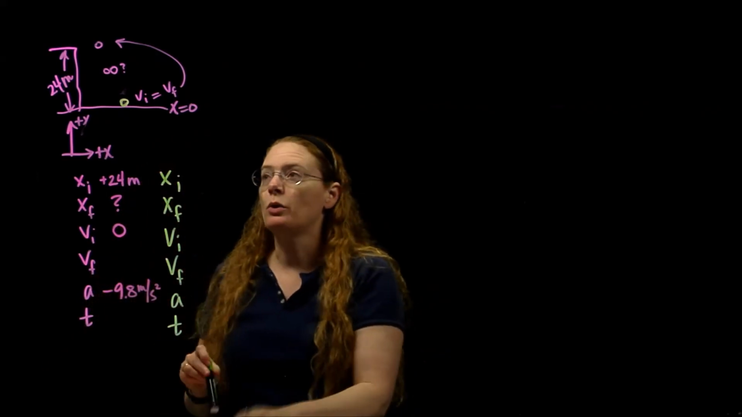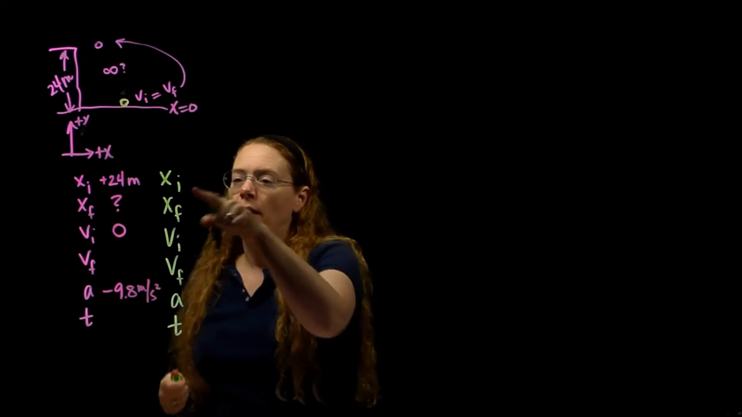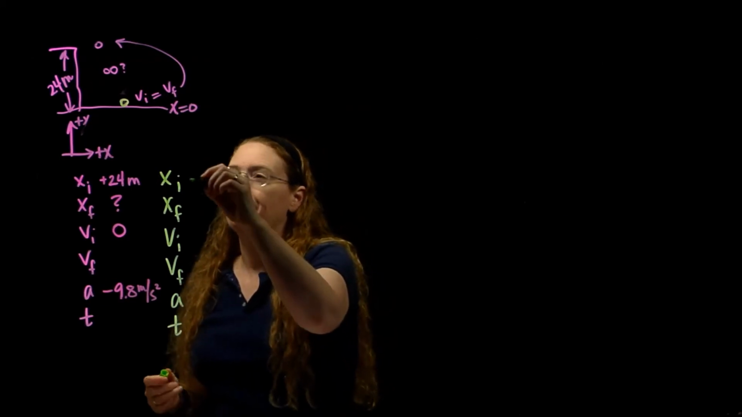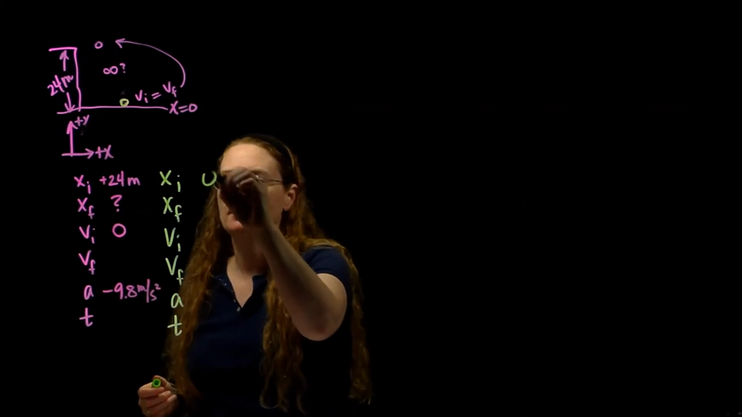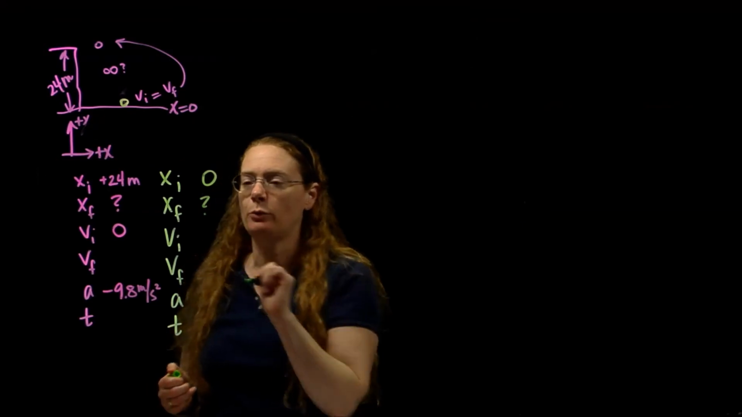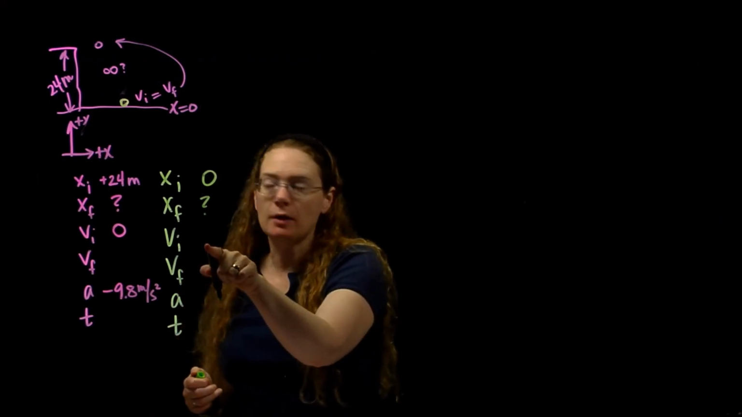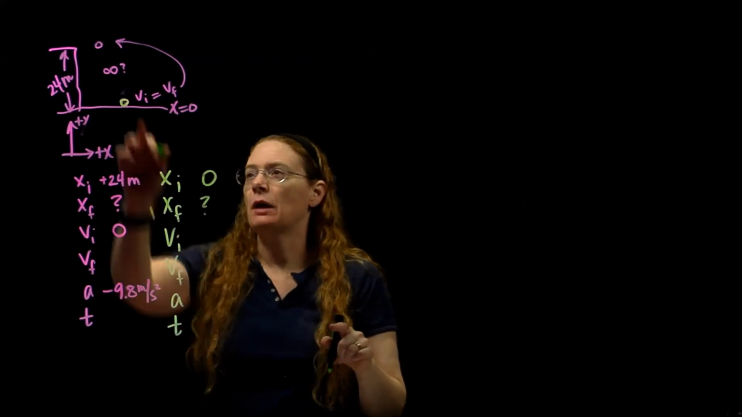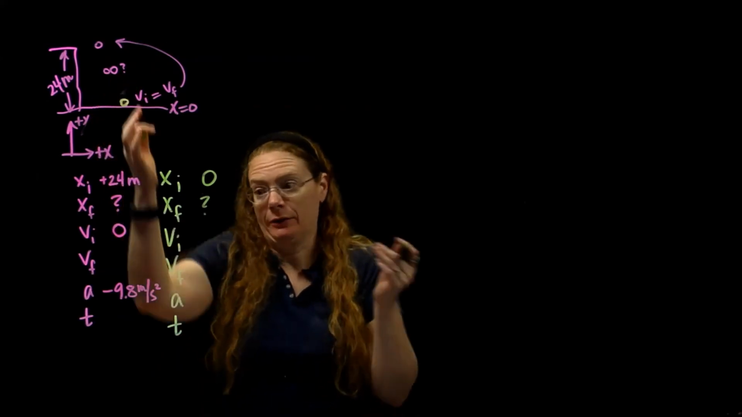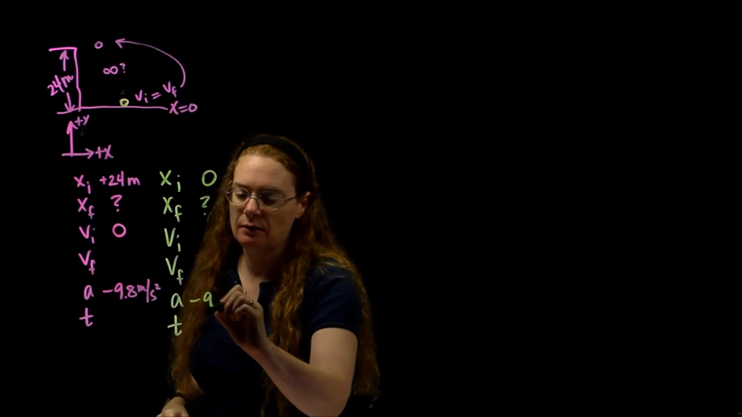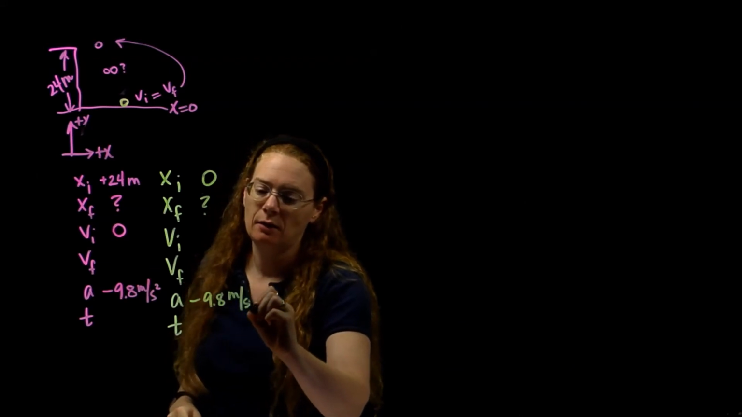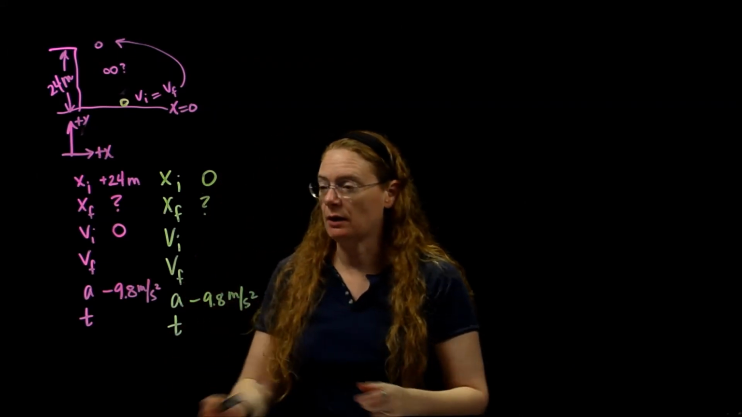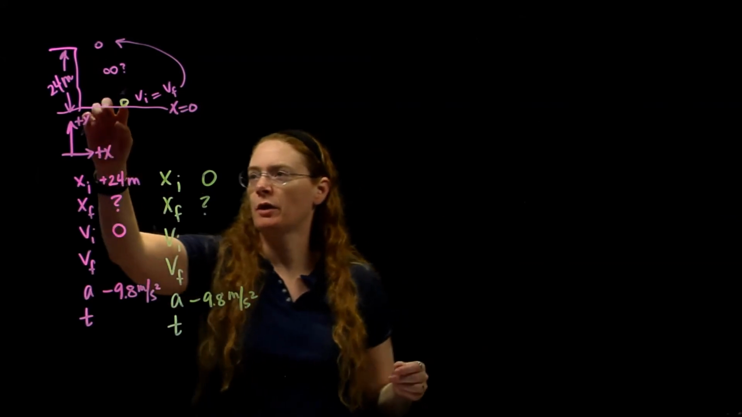Now stone 2, x initial, starts at the ground. X final, well, that's where it meets. That's what we want to know. It has some v initial. We don't know what it is. V final, how fast is it going at that point? Don't know. Acceleration, gravity, negative 9.8. And again, we don't know how much time it takes to go from here to here.